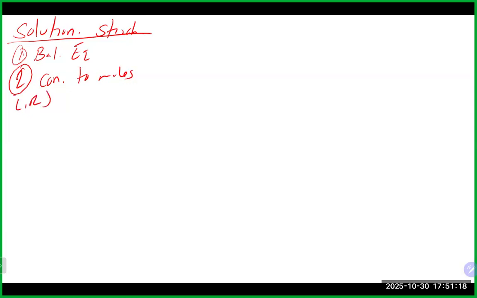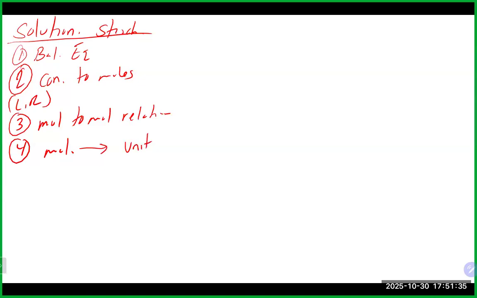Remember, if it's a limiting reagent problem, you probably got to determine that as well. Step 3, again, do your mole to mole relationship. And lastly, moles to some other unit. So the main difference here is usually step 2 or step 3.